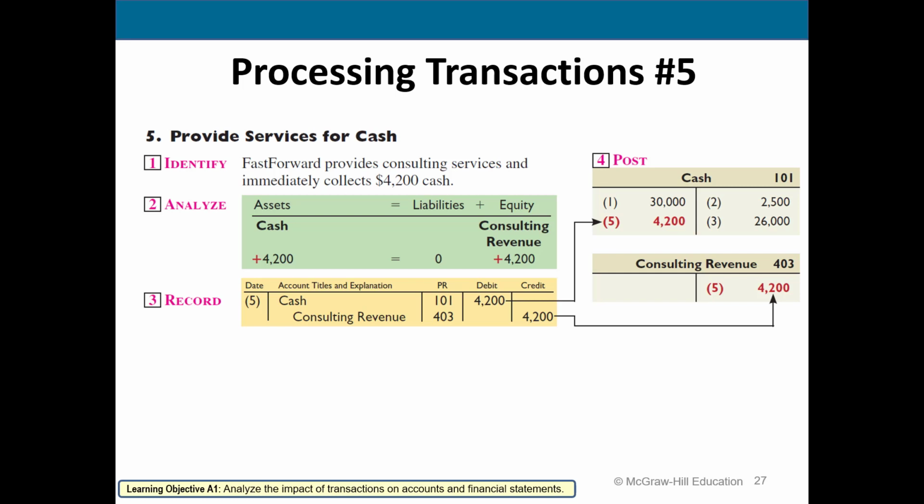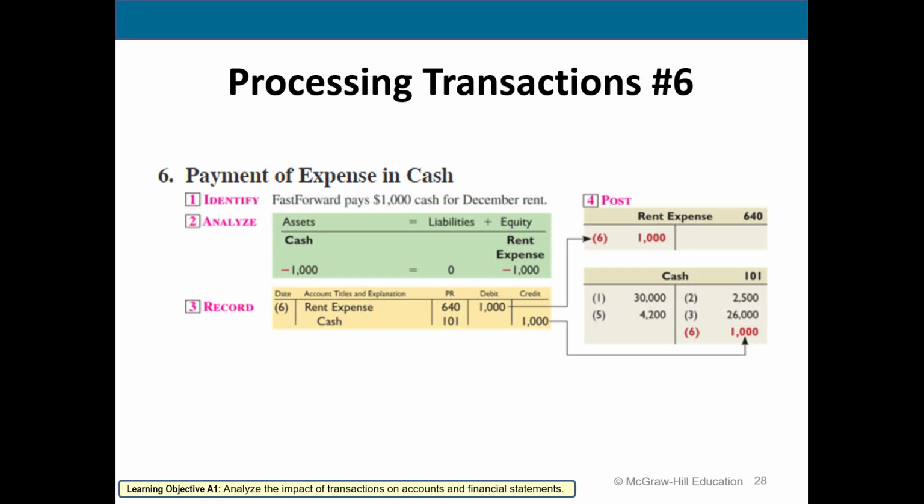We provided services and received cash, so debit cash to increase it, credit consulting revenue also to increase it. Then in your cash account, increase it on the debit side, consulting revenue account, increase it on the credit side. We paid expenses in cash. Remember, expenses are increased with a debit. So increase the expense, decrease the cash, and then post. Rent expense debit, 1,000, cash credit to reduce it, 1,000.